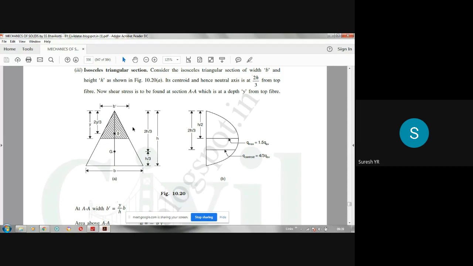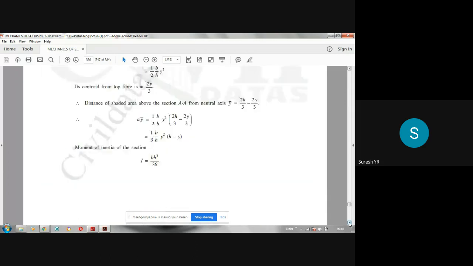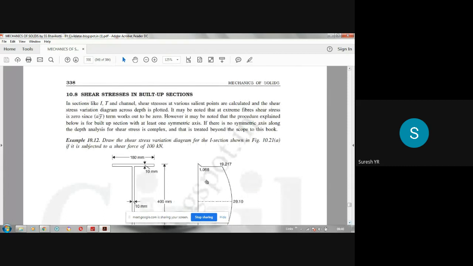Whereas in the other two cases, circular and rectangular, you have seen that shear stress is maximum at the neutral axis level. In this case, at the neutral axis level, it is 4 by 3 times the average shear stress. Average shear stress is F divided by the area of the section. That is the average shear stress or mean shear stress. So that means bending stress and shear stress both vary across the depth of the section when a beam is subjected to external load.